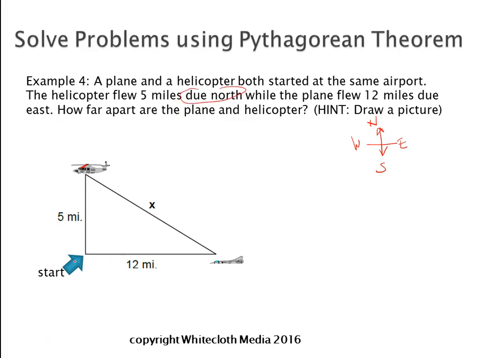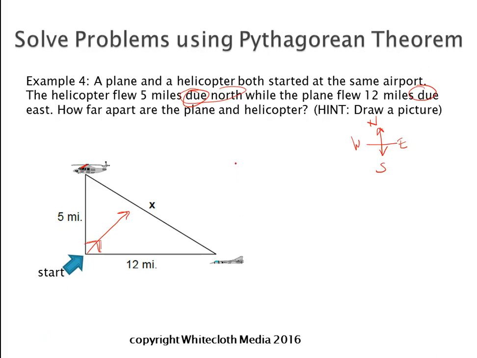So a helicopter flew north 5 miles, and it says due north. We're going to assume it went straight up, so that means we have a right triangle. While the plane flew 12 miles due east, so it went straight this way. When it says due and due, that means they went straight across. That gives me a right angle, so that means I'm trying to find the hypotenuse. They formed a right triangle.